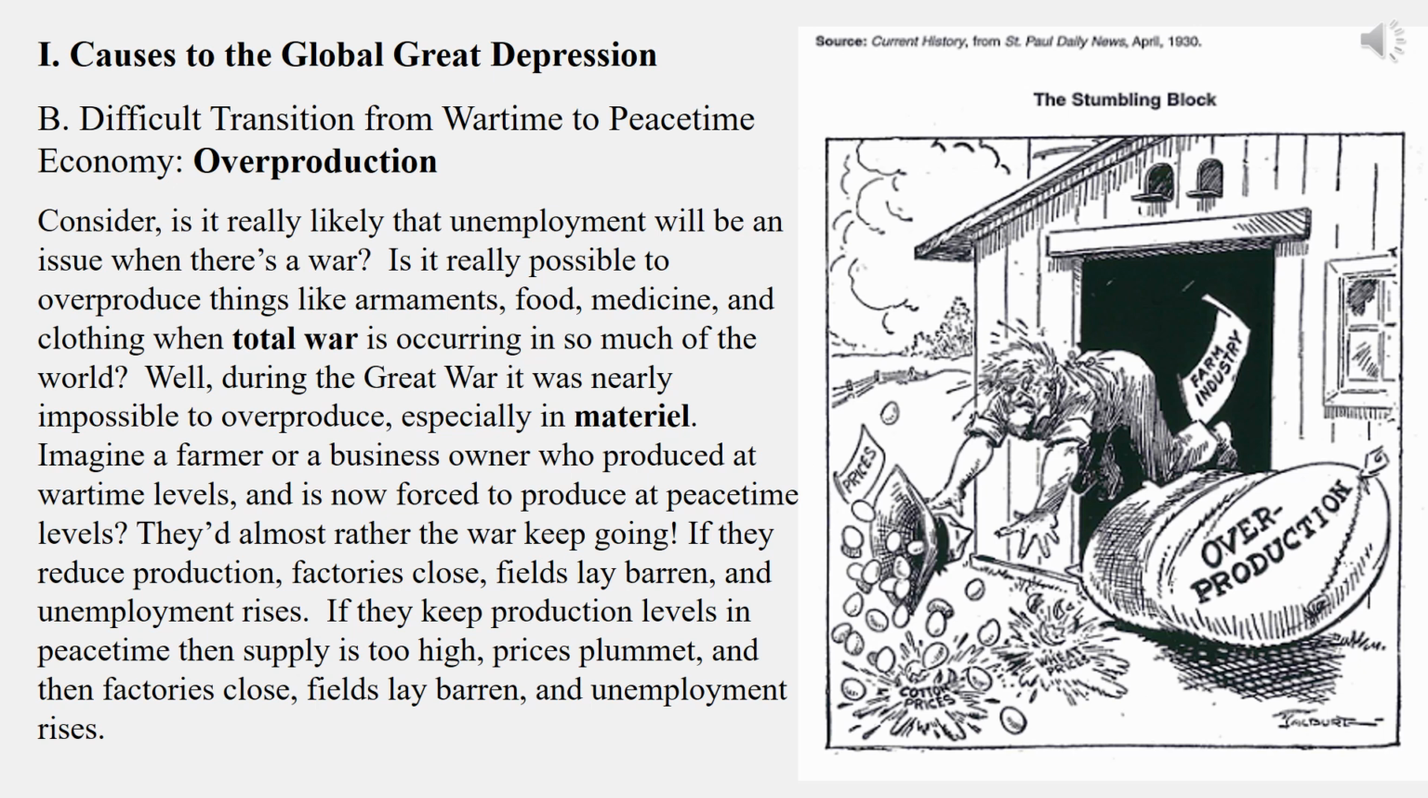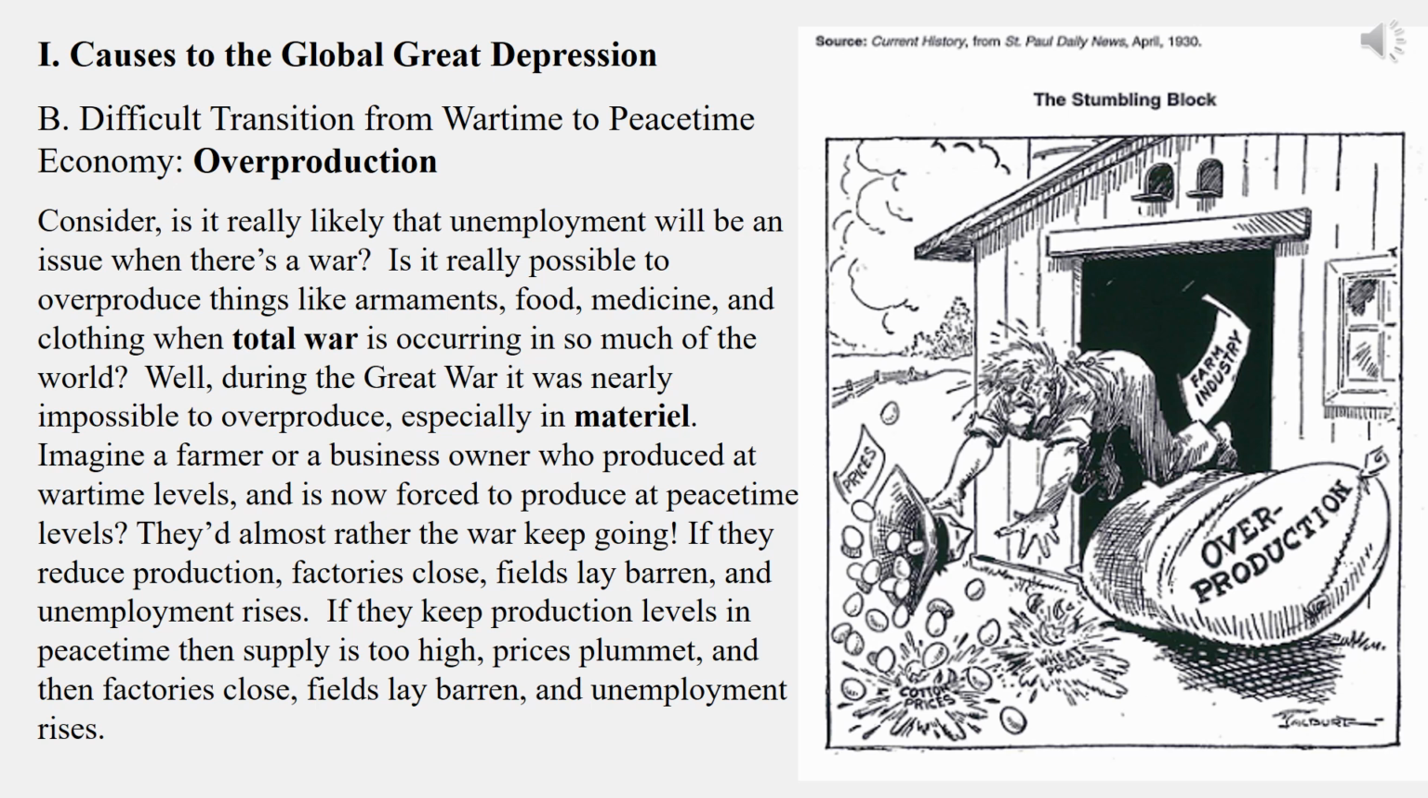Imagine a farmer or a business owner who produced at wartime levels and is now forced to produce at peacetime levels. They'd almost rather the war keep going. If they reduce production, factories close, fields lay barren, and unemployment rises. If they keep production levels in peacetime, then supply is too high. Prices plummet, and then factories close, fields lay barren, and unemployment rises. The difficulty for producers within industrialized societies was finding the balance between supply and demand. A business owner or a farmer that could not find that balance was doomed to financial failure.